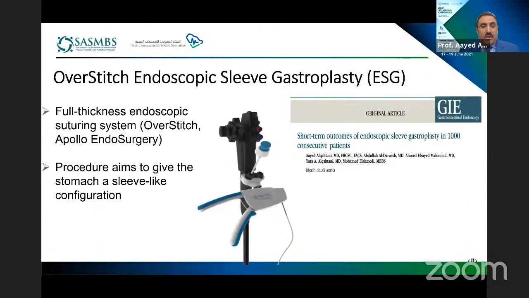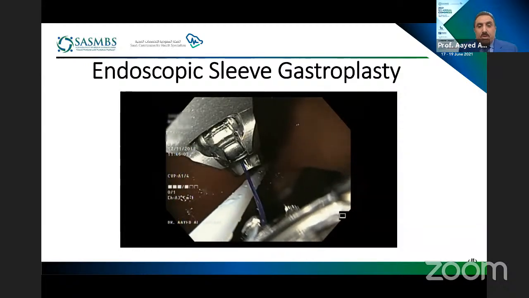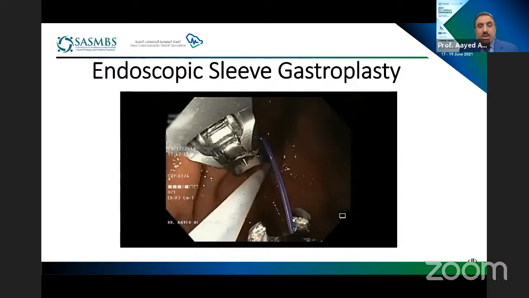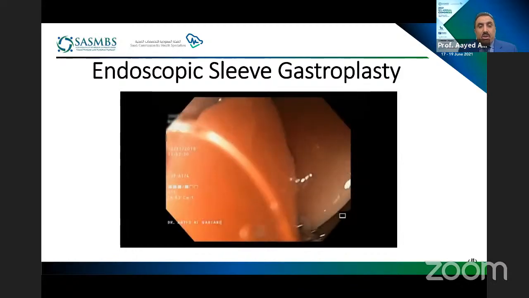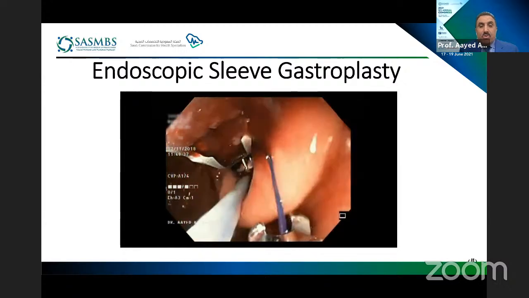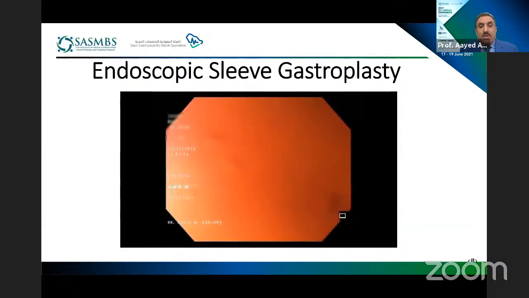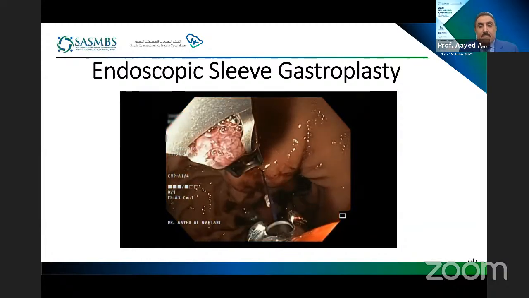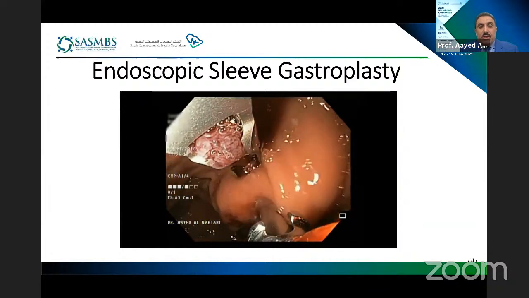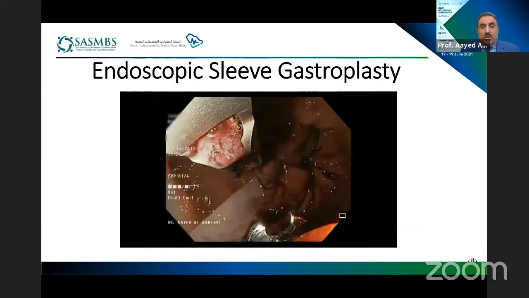We know, as the team has presented, many techniques in terms of endobariatric and ESG or OverStitch technique. As you can see here, we go in and we take bites in the wall of the stomach, for those who are not familiar with the procedure. And then we tighten that part to create a sleeve-like lumen. The name sleeve maybe should not be used, but that's what it looks like, a sleeve.